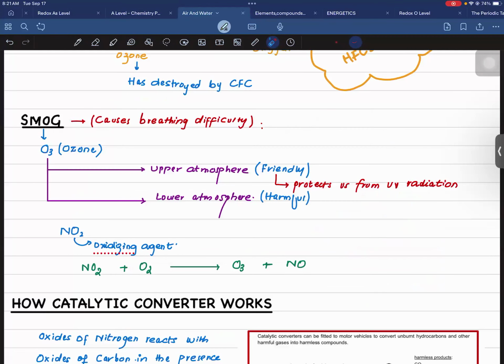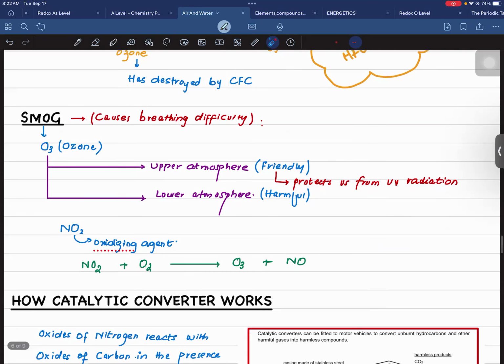Now, ozone in the upper atmosphere is a good thing because it protects us from UV radiation. But when it comes to the lower atmosphere, it is so much harmful. When nitrogen dioxide reacts with oxygen, it produces O3, that is ozone. It is so much harmful in the lower atmosphere, but good in the upper atmosphere because it protects us from UV radiation.